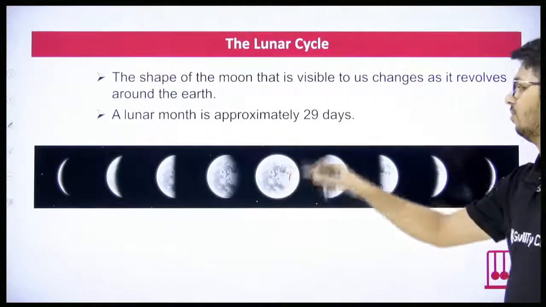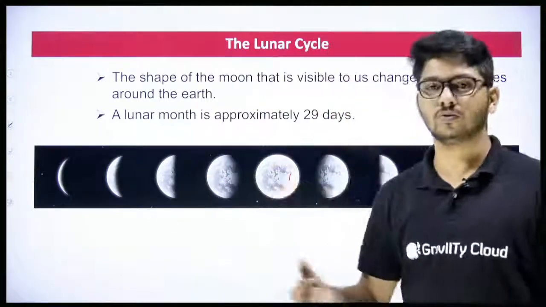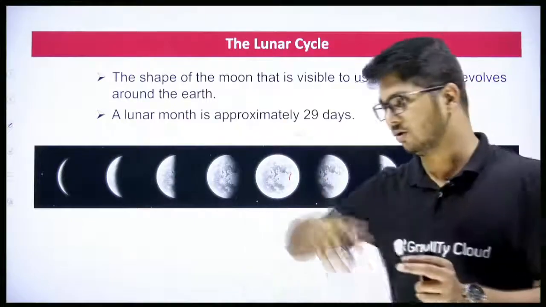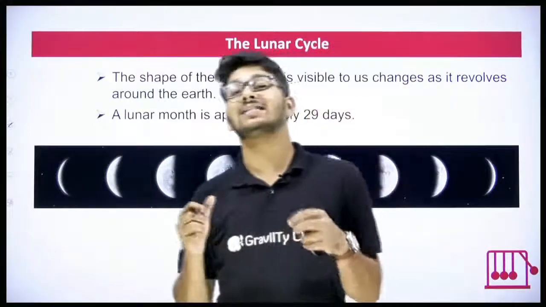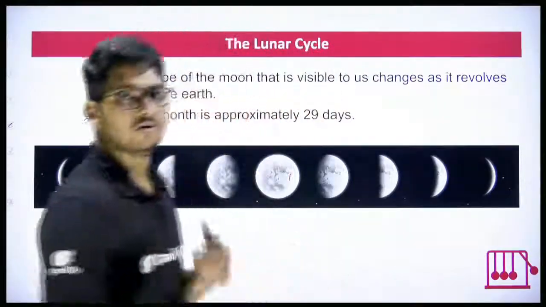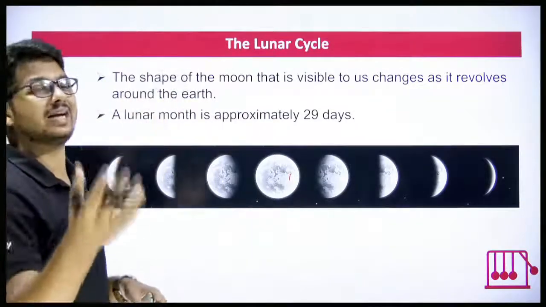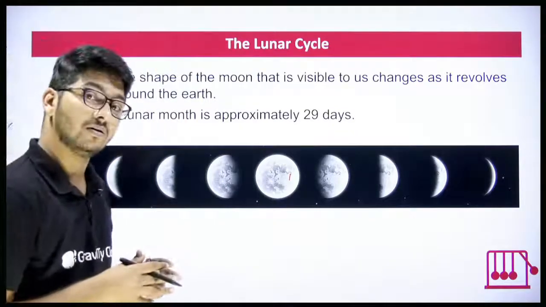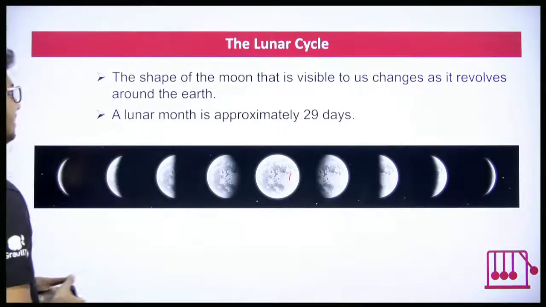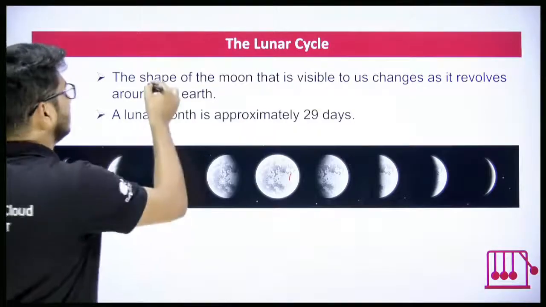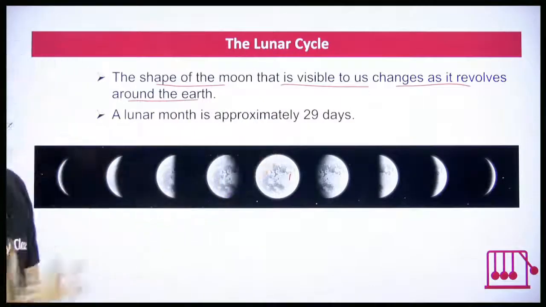This is a full moon. It keeps on changing, from new moon to full moon and again a new moon, or from one full moon to the next full moon, or from one new moon to the next new moon. That we call a lunar month. You are seeing one moon today, and after approximately 29 days, you will see the same moon. It keeps on happening, so we call it a lunar month. The shape of the moon visible to us changes as it revolves around the earth.